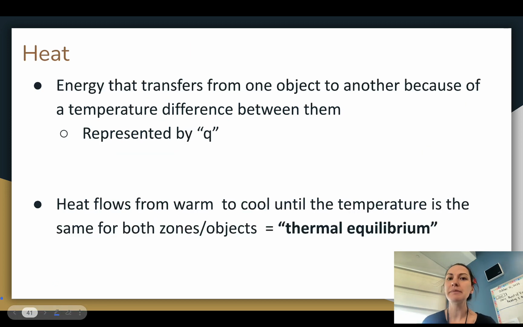So let's talk specifically about heat. Heat is energy that transfers from one object to another based on a temperature difference between them. It's represented by the letter Q. And it's always going to flow from warm objects to cool objects until the temperature of those two objects or zones are the same. The fancy way of describing that is thermal equilibrium.